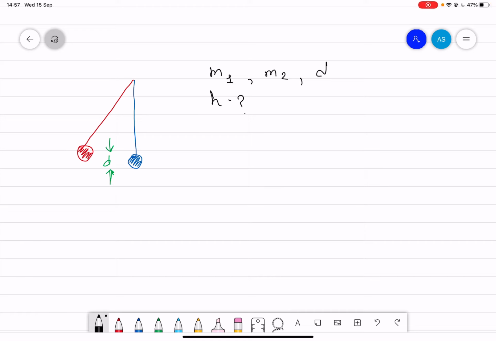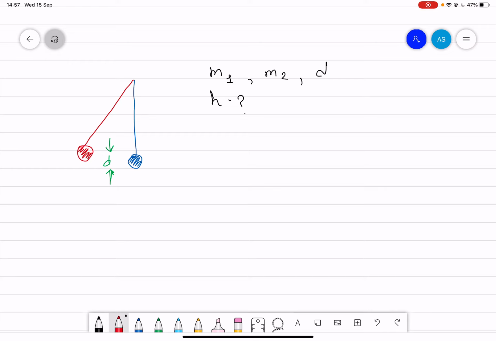Here we have an elastic collision of two pendulums. D is a given distance, and mass 1 and mass 2 are given. We have to find how high the center of mass rises after the collision.